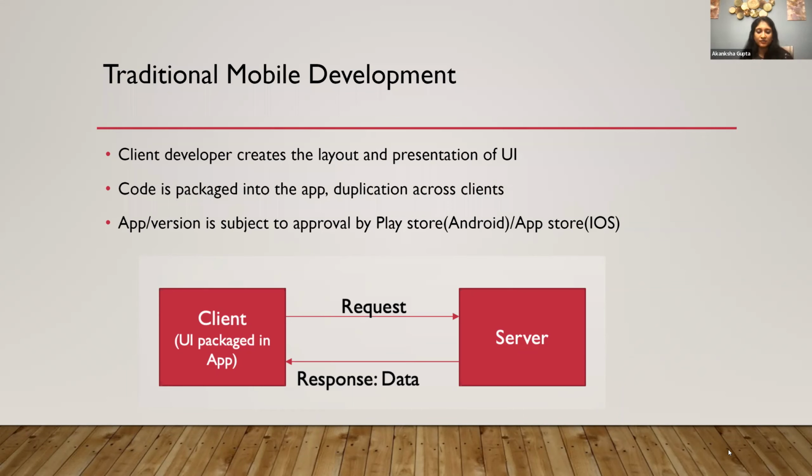And just from the diagram, we have the client where the UI is packaged into the app. It will send a request to the server, and the server will respond back with the data. So it will tell you what needs to be rendered, but how it needs to be rendered is basically on the client side in the app. Next slide, please.